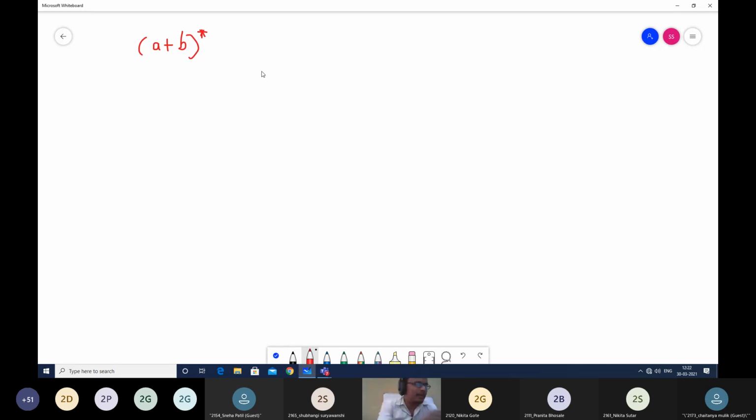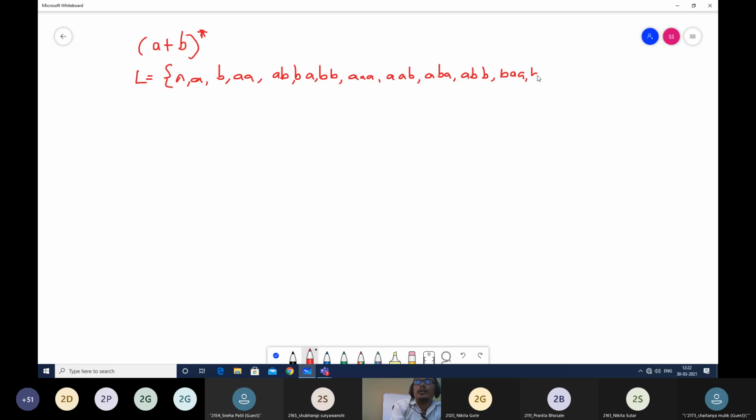So let us write grammar for this language. What is this language? (A plus B) star. So we all know the strings of this language: null, A, B, AA, AB, BA, BB, AAA, AAB, ABA, ABB, BAA, BAB, BBA, BBB, and so on. Right? So you all know that these strings are there.